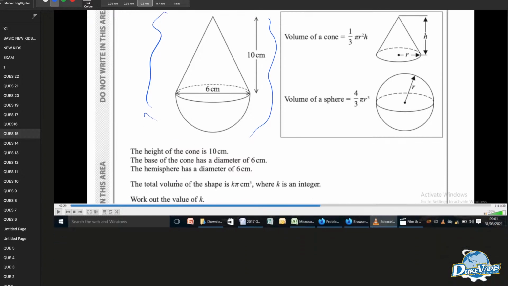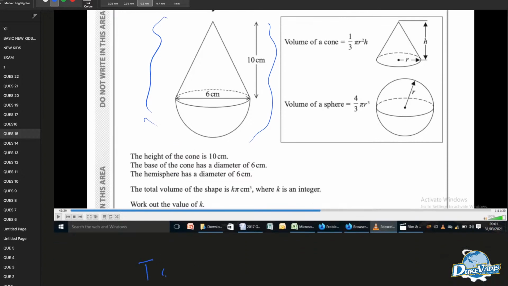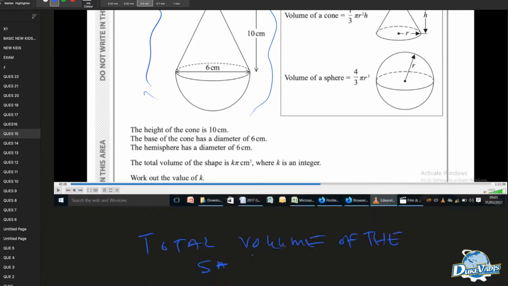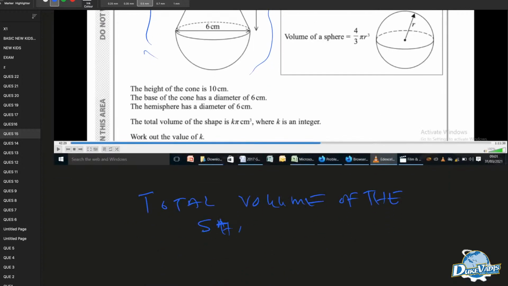So we know the total volume of the shape has been given to us to be K pi centimeters cubed. So that's the volume, V total.